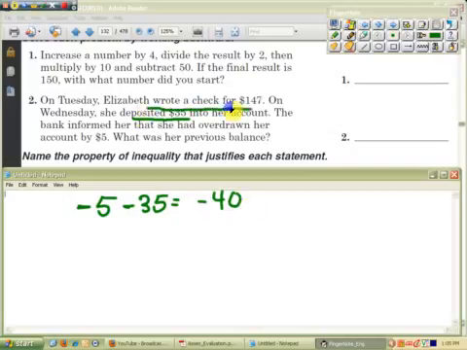When she writes a check, money is coming out of the account. So you want to add that money back in, because you're doing the opposite and going backwards. So when you get this answer, this is your final answer, and that's why she started with $107.